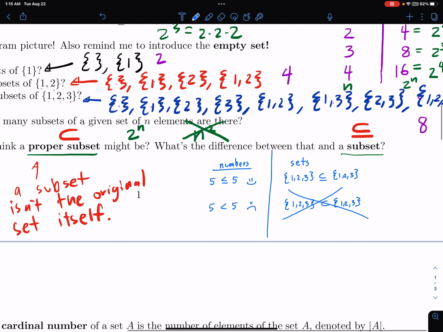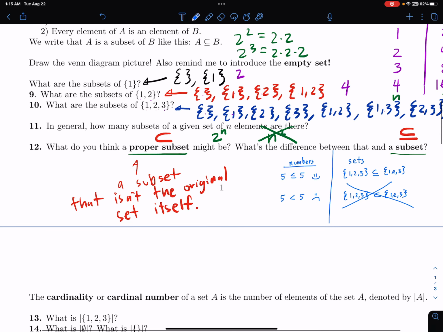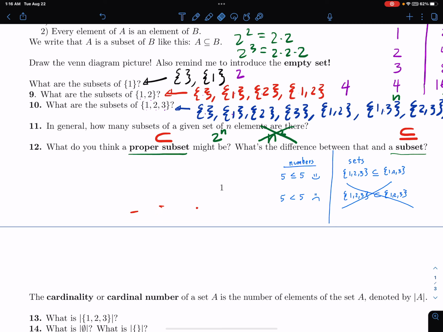Proper subset means basically you've got to be a smaller set. So maybe that's another way of looking at it. Maybe an easier definition here. It's a subset that's smaller. That's the key.